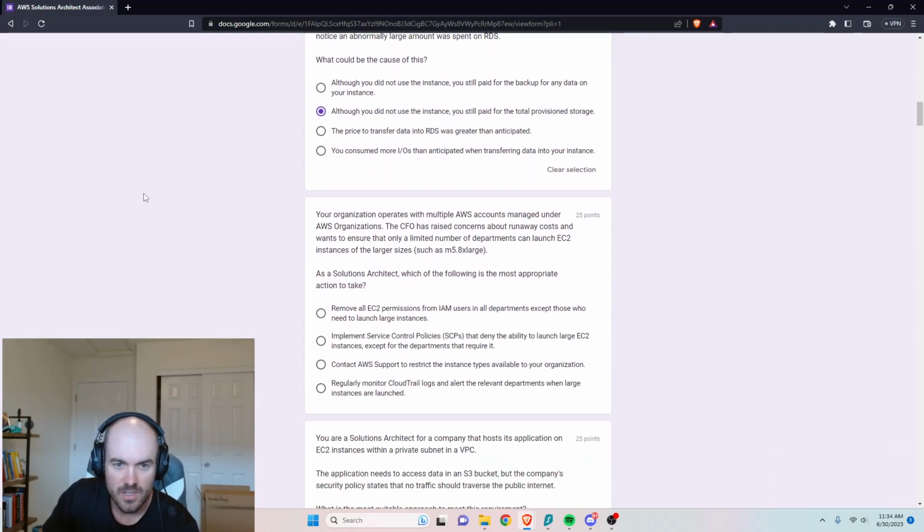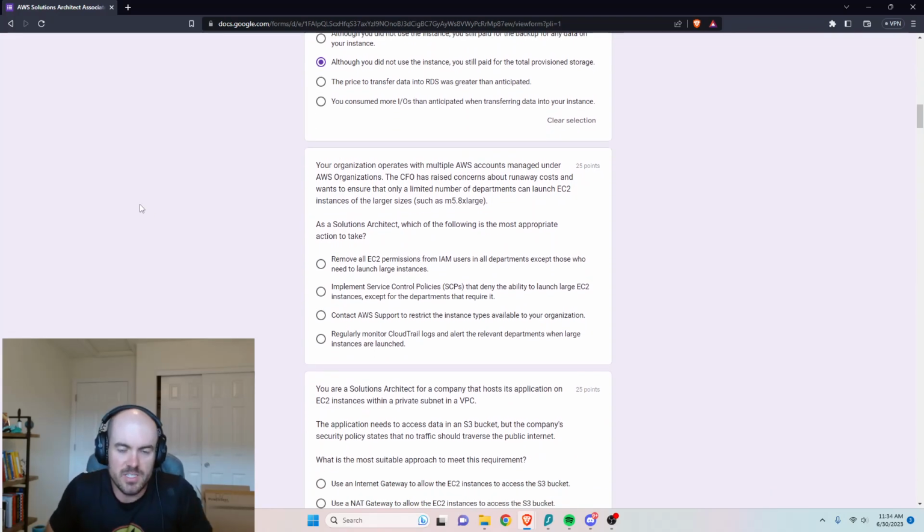All right, moving on. Your organization operates with multiple AWS accounts managed under AWS Organizations. The CFO has raised concerns about runaway costs and wants to ensure that only a limited number of departments can launch EC2 instances of the larger sizes, such as M5.8xlarge, it's a huge instance. As a solutions architect, which of the following is the most appropriate action to take?